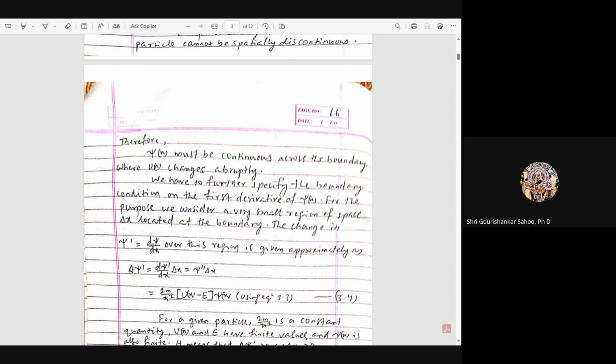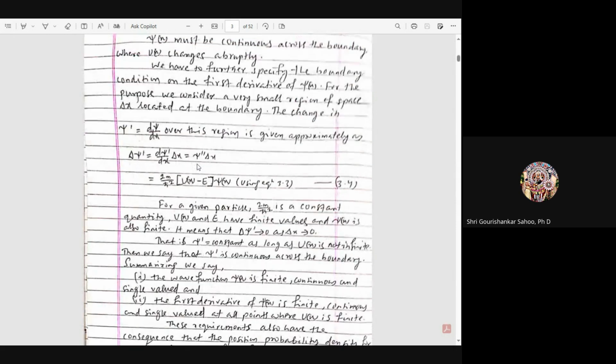We have to further specify the boundary condition on the first derivative of psi. For the purpose, we consider a very small region of space Δx localized at the boundary. The change in ψ' = dψ/dx over this region is given approximately as Δψ' = (dψ'/dx)Δx = ψ''Δx, and this is equal to (2m/ħ²)(U - E)ψ Δx.